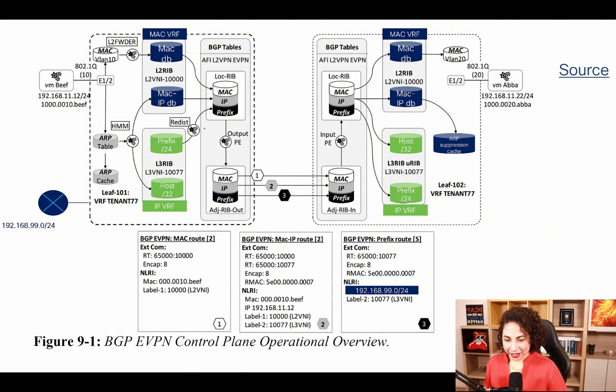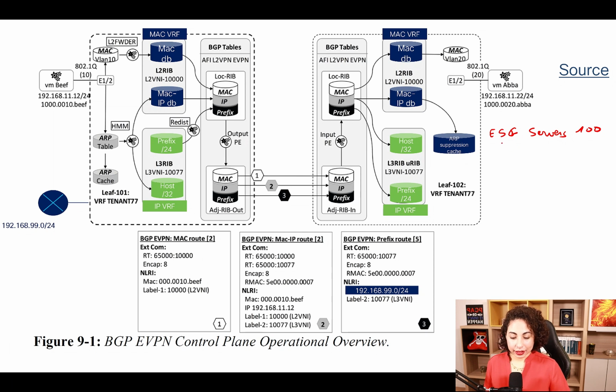Okay, I got it. So let's say that on our two leaves, we have exactly the same kind of configuration for our endpoint security groups. Let's say that we have an ESG named servers, to which we are attaching the tag 100.